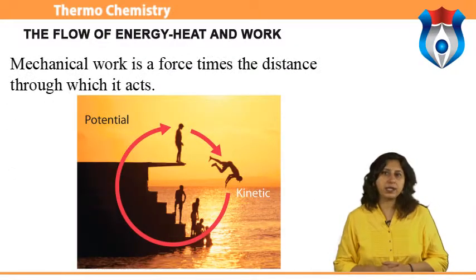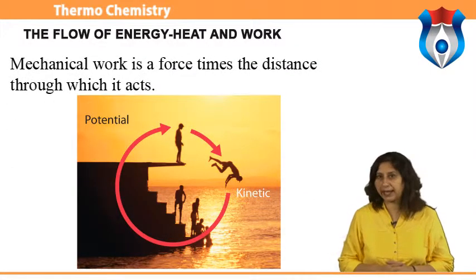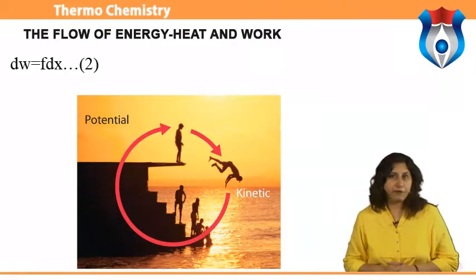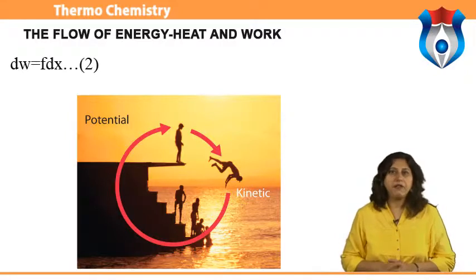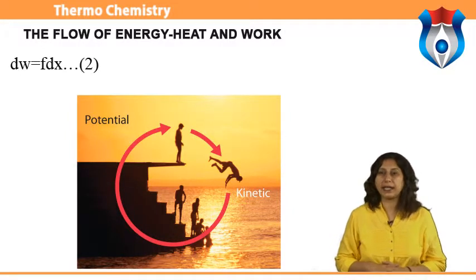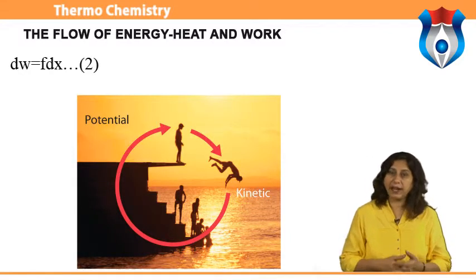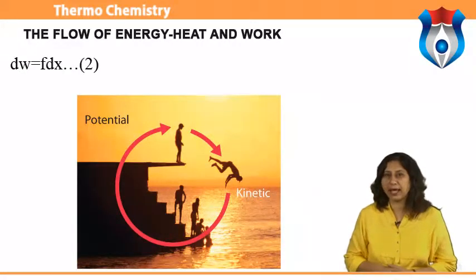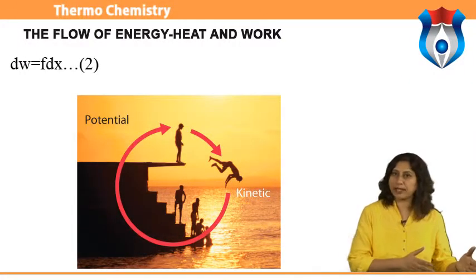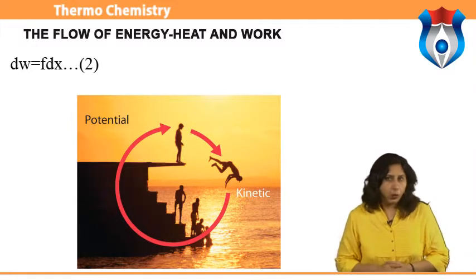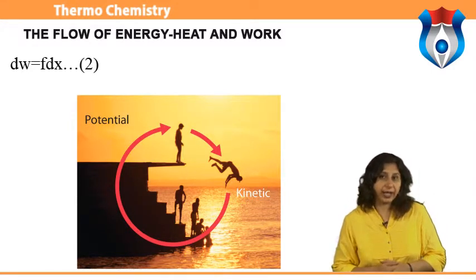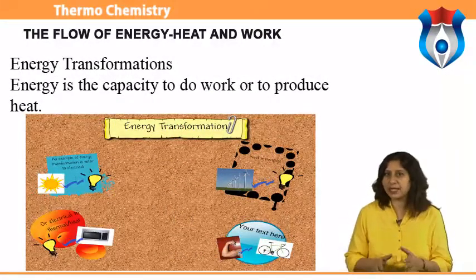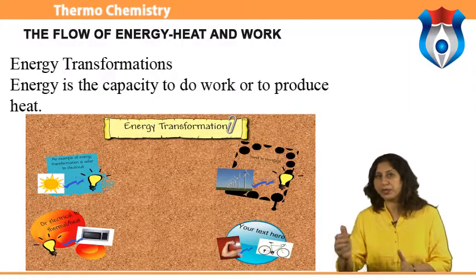Mechanical work is a force times the distance through which it acts, that is, dW equals F dx for one-dimensional motion. Work for a finite motion is obtained by integrating equation 2, where the F of x takes into account the possibility that the force may be changing as one moves along the path from x1 to x2. Work can increase the kinetic or potential energy of a system. Energy transformations. Energy is the capacity to do work or to produce heat.